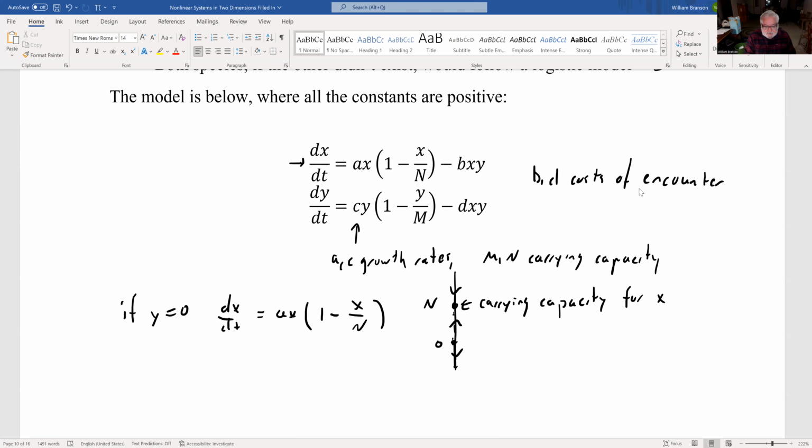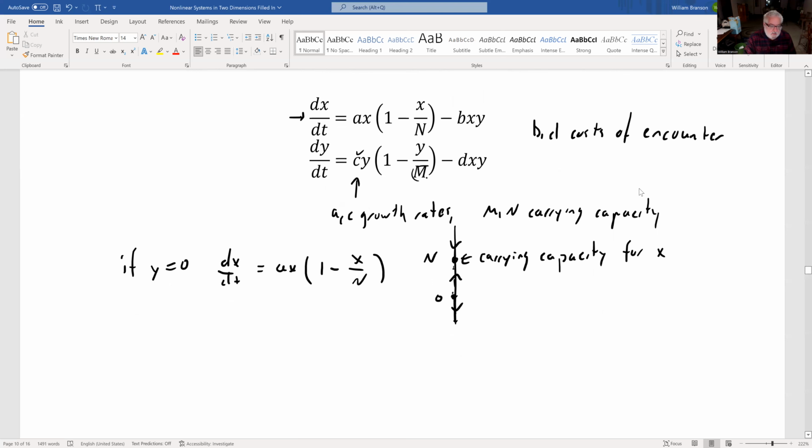And Y is sort of set up the same way. It's got a growth rate, which is C, and a carrying capacity of M. If there was no X's, nothing would happen. So interactions, generally we model that by xy. If x is the number of one species and y is the number of the other species, then x times y is the number of ways any one x animal can meet any one y animal. If there were two x's and three y's, then there'll be 6 ways that those animals could interact.